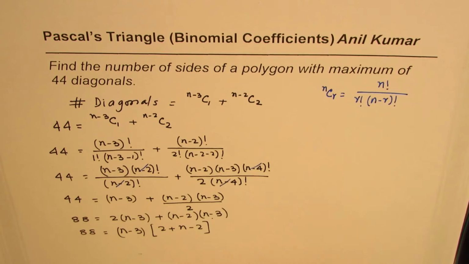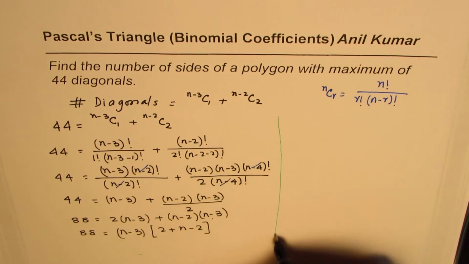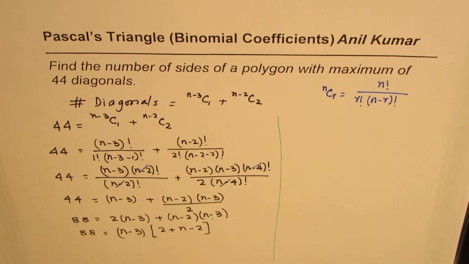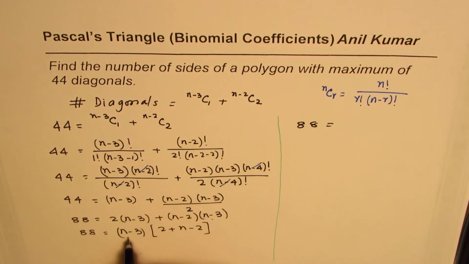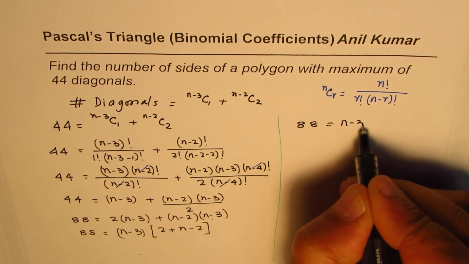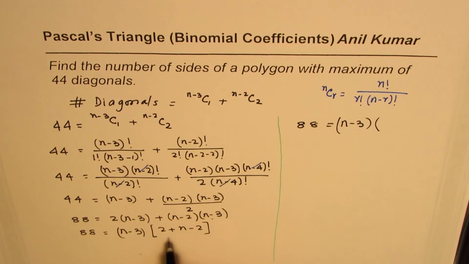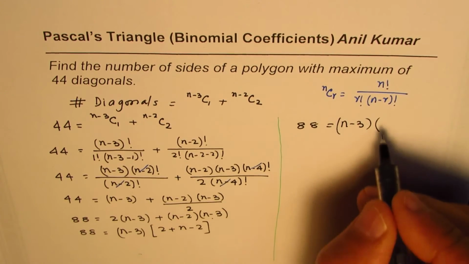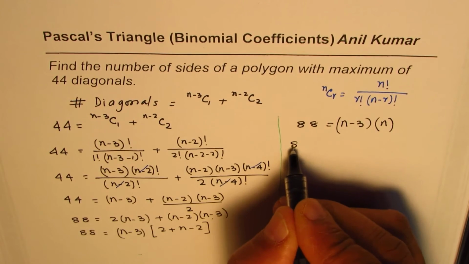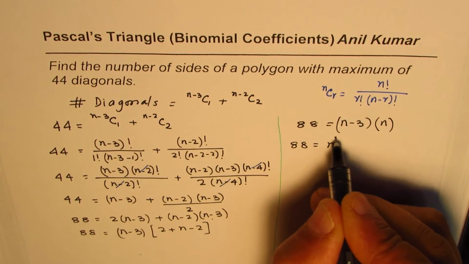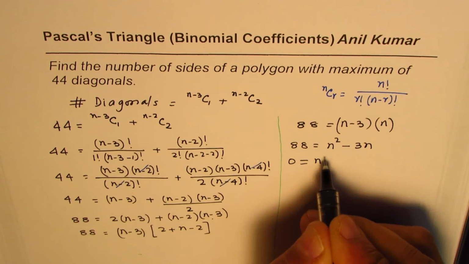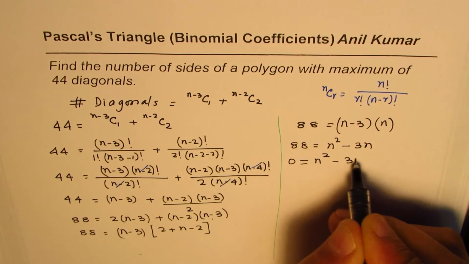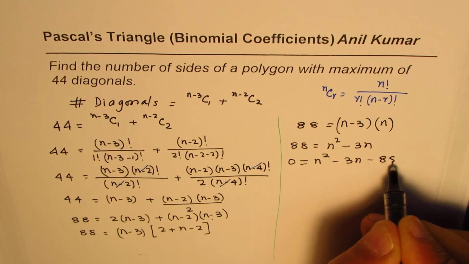So that gives us a quadratic equation to solve. So let me write it on the right side. So we have 88 equals (n-3) times 2 plus n minus 2, which is n, right? So we have 88 equals n squared minus 3n. Bringing all the terms together, we have n squared minus 3n minus 88.